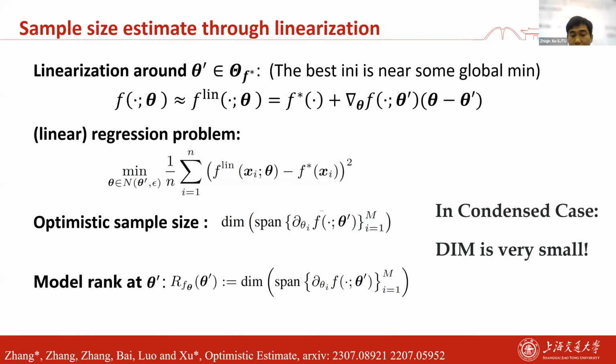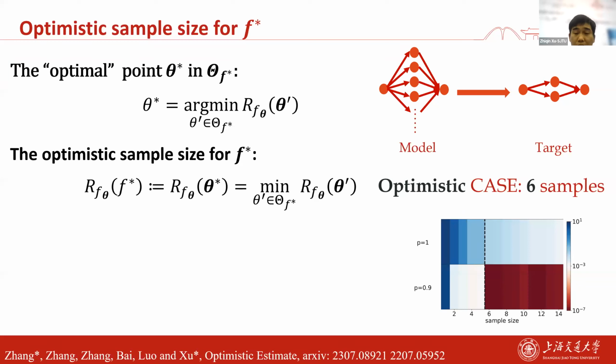So based on this consideration, we can define this model rank. This model rank is the dimension of the tangent space around this parameter theta prime, where theta prime is one of the global minima. Next, we know that we have a lot of global minima for an over-parameterized neural network, so we can find the minimum model rank, or the minimum dimension, to define the optimistic sample size. In this case, two neurons are enough to reconstruct this target function. So the optimistic sample size should be the dimension of the tangent space around these two neuron networks, which is six. So the best case is we use six samples to reconstruct this target function. And in experiments, we found if the neural network can be condensed, then six samples is enough.